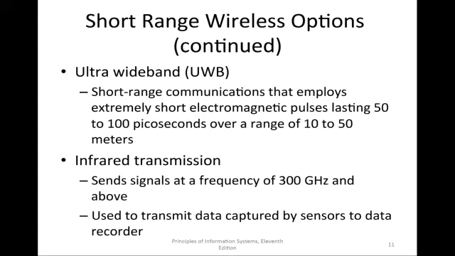So let's continue with short-range wireless options. We have ultra wideband, a short-range communication that employs extremely short electromagnetic pulses lasting 50 to 100 picoseconds over a range of 10 to 50 meters. Then we have infrared transmission, which sends signals at a frequency of 300 GHz and above. It is used to transmit data captured by sensors to a data recorder.